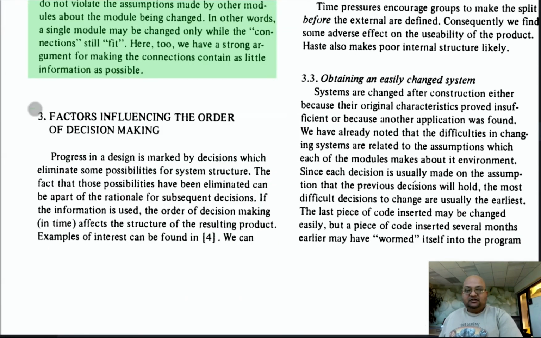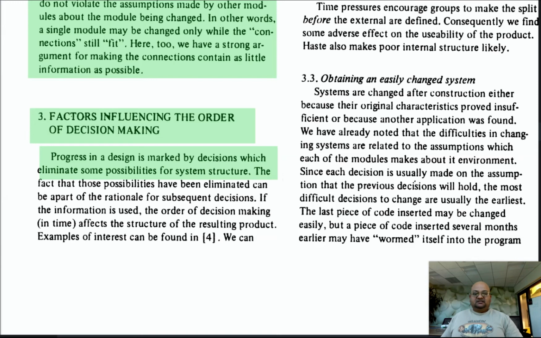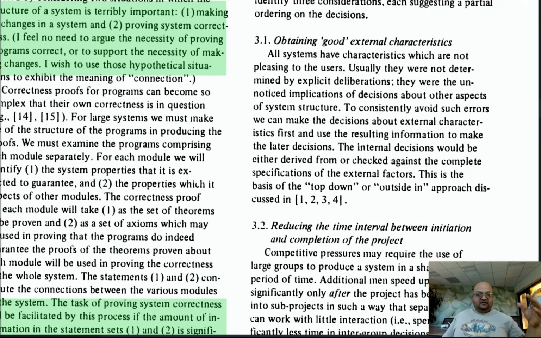Let's zoom into what goes into the order in which we make decisions when designing a system. Progress in design is marked by decisions, and these design decisions eliminate some possibilities from the overall design space. And the order of these decisions affects the structure of the final system. The author goes into three different things one could strive for when designing a system, and how those lead to different sequences in how design decisions are made. So the first one is we want to make the external characteristics of the system good. And the way we can do that is by deciding first what those external characteristics must be. This is the top-down or outside-in approach to design.